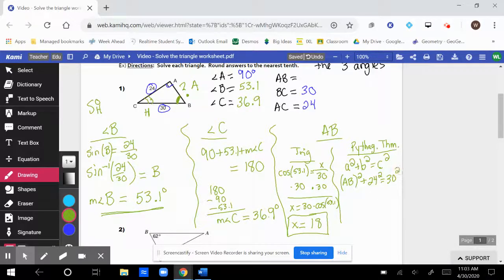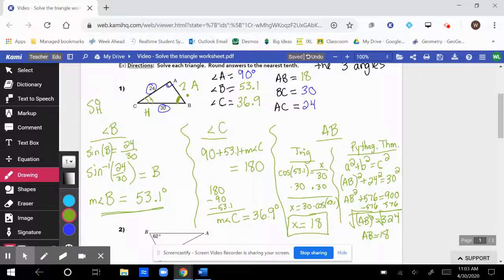The hypotenuse was 30. Okay, squaring these other two. 24 squared is 576. 30 squared is 900. Subtract 576. Okay, AB squared equals 324. Now your last step to get AB by itself is take the square root of 324, which is 18.